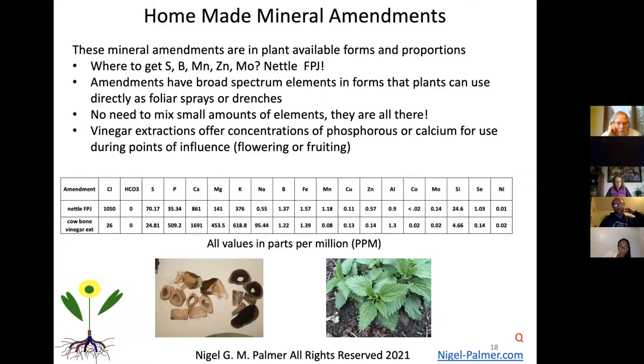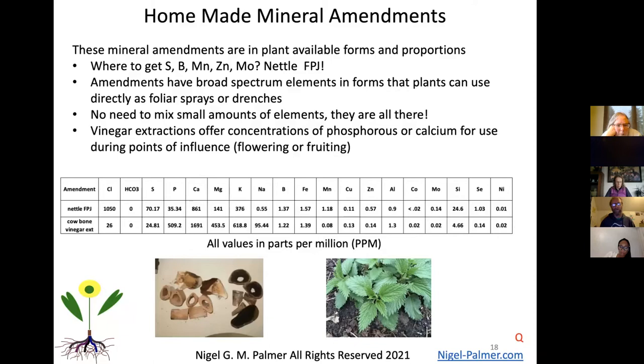Somebody asked about the difference between the fermented plant juice and the vinegar extractions. Well, if I look at the phosphorus and calcium content of the vinegar extracted bones, I can see huge amounts relative to the plant juice. And this is what makes these valuable for taking care of the different points of influence, I call them.